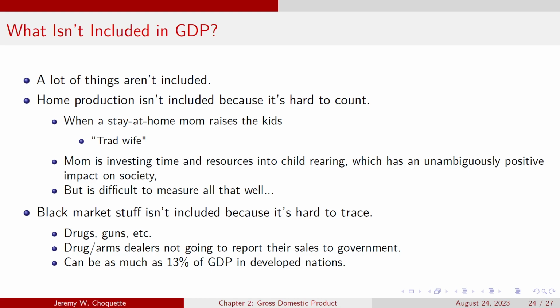And there are estimates regarding the impact of it, but these estimates vary widely, and depending on how you do it, you'll get totally different outcomes of the effect of home production on GDP, so it's just sort of left out. Another thing, black market stuff. It's kind of hard to trace. Drugs, guns bought and sold illegally, things like that.